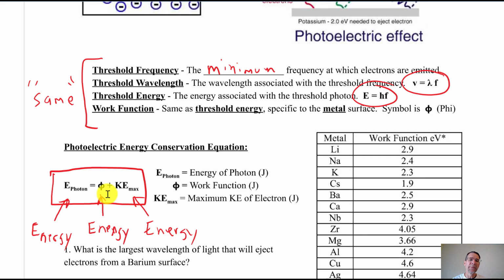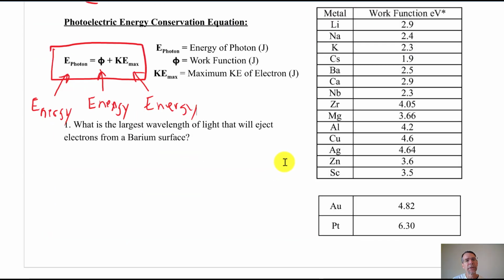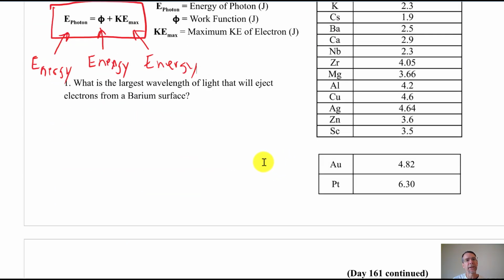What makes these problems somewhat challenging is that some of these problems have 5 or 6 steps. When you put 5 or 6 simple steps together, it's not a simple process altogether, so we're going to practice that. So for example here, what is the largest wavelength of light that will eject electrons from a barium surface?